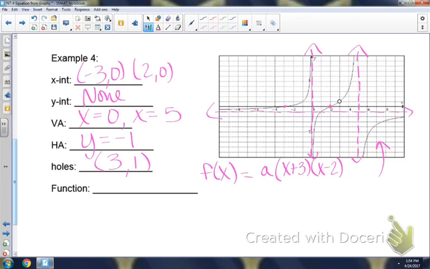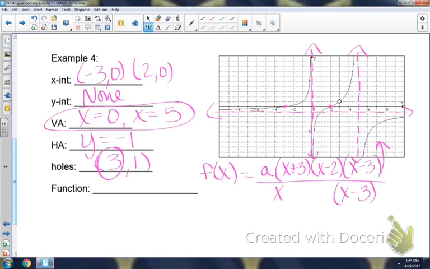The hole, remember we're only using the x value, because what we do whenever we find the hole is set the factor that canceled equal to 0 and solve for x. So that would be x minus 3. That will also be on the bottom because that cancels. All right, we also have x minus the vertical asymptote on the bottom. Notice we have two vertical asymptotes. If we do x minus 0, we get x. So don't write x minus 0. Just put x, and then the other one will be x minus 5.